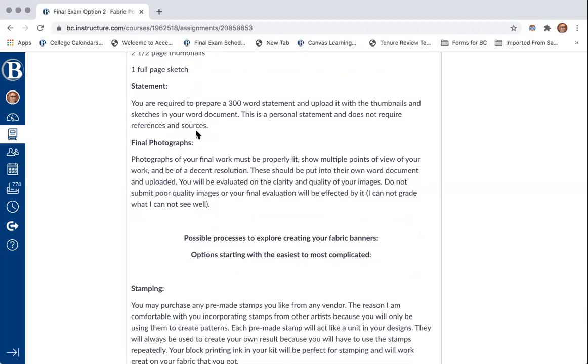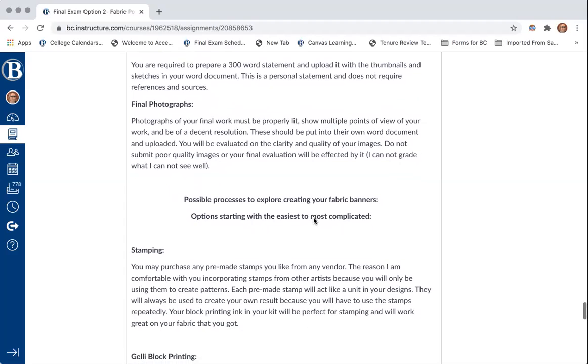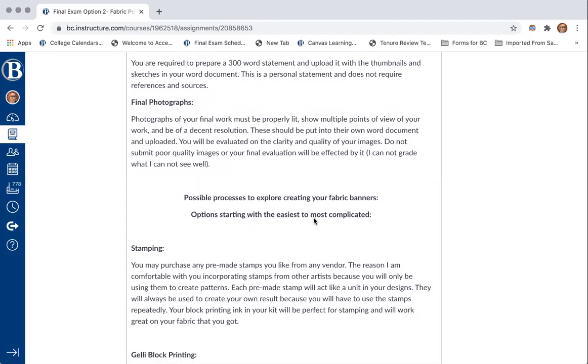And then you're going to make a second file, which will be a PDF or a Word document. It's a Word document. And this should include lots of really high resolution photographs of your banner. So I'm going to be grading your photographs as much as your project, okay? Because if I cannot see it, then I cannot grade it. So you really need to make sure you set aside some time to take really good photographs of your work.